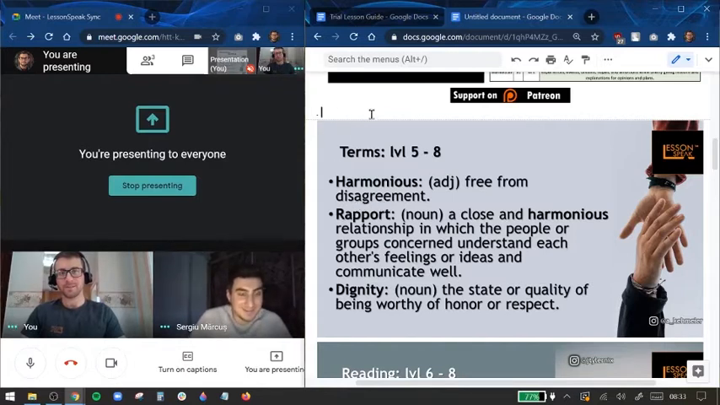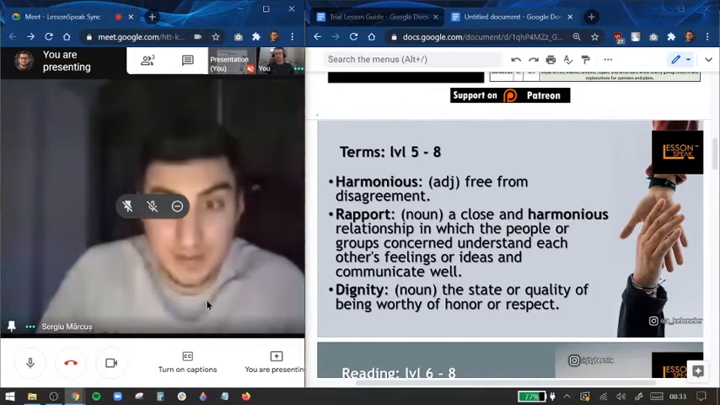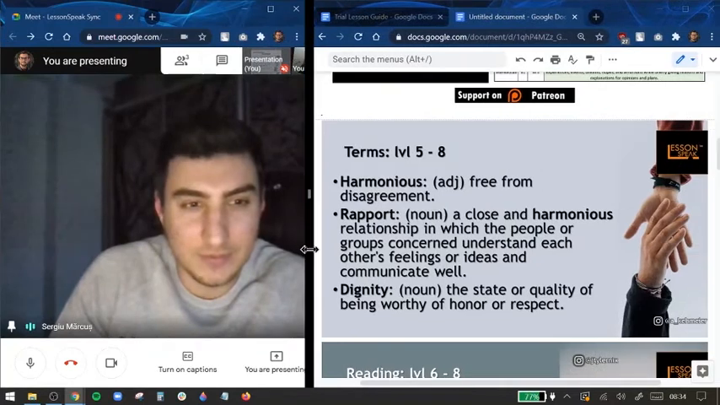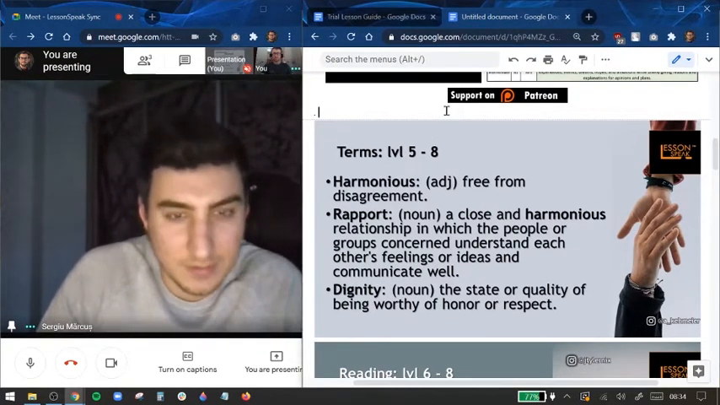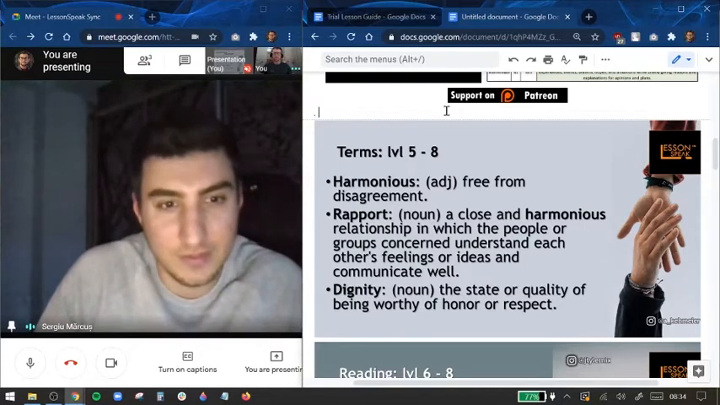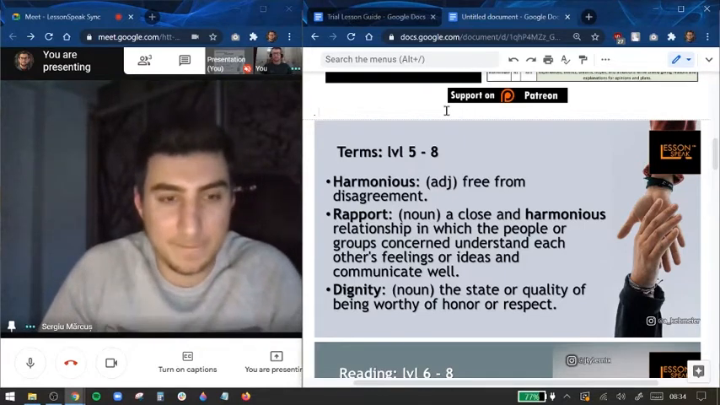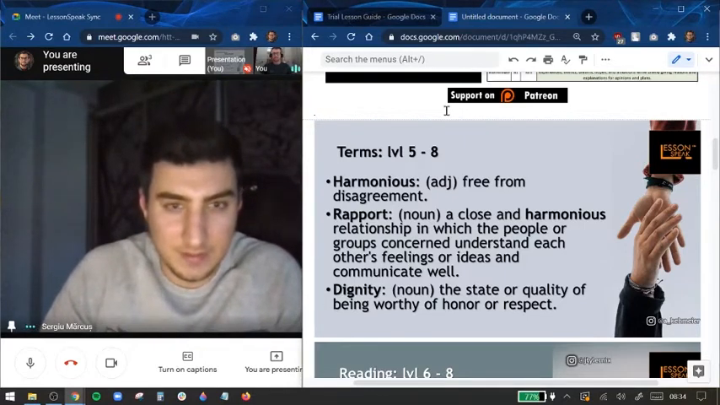Harmonious. Harmonious, free from disagreement. Good. Rapport. A close and harmonious relationship in which the people or groups concerned understand each other's feelings or ideas and communicate well. Good.